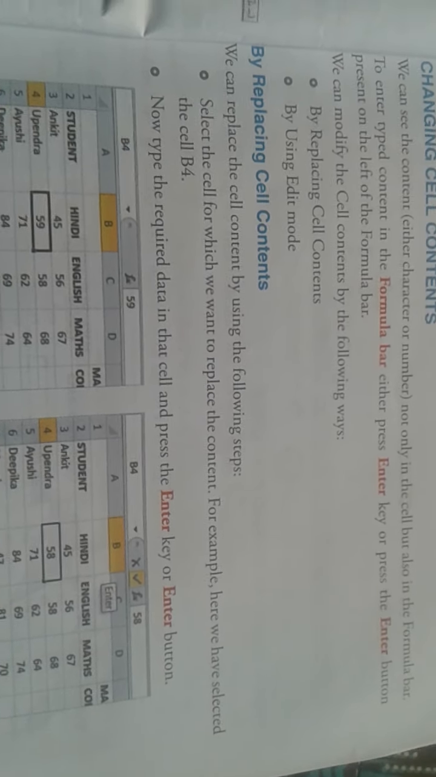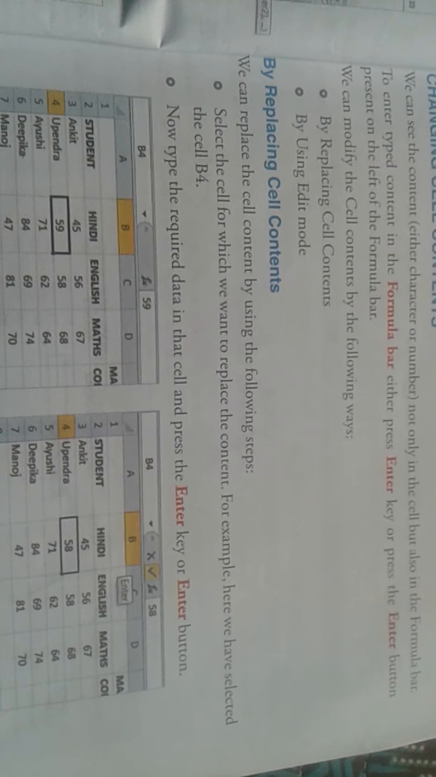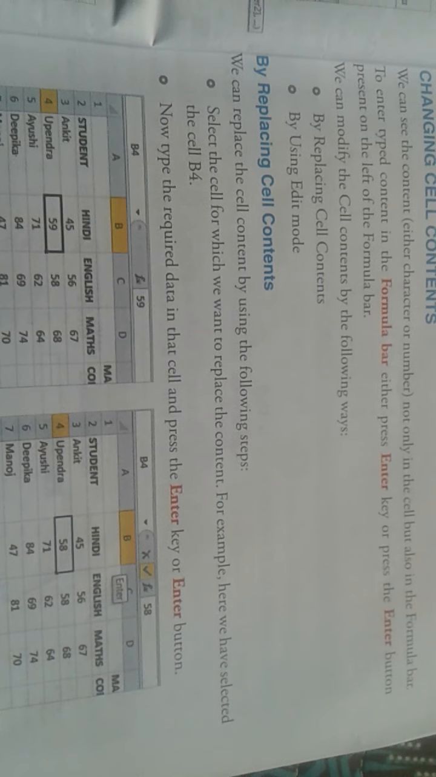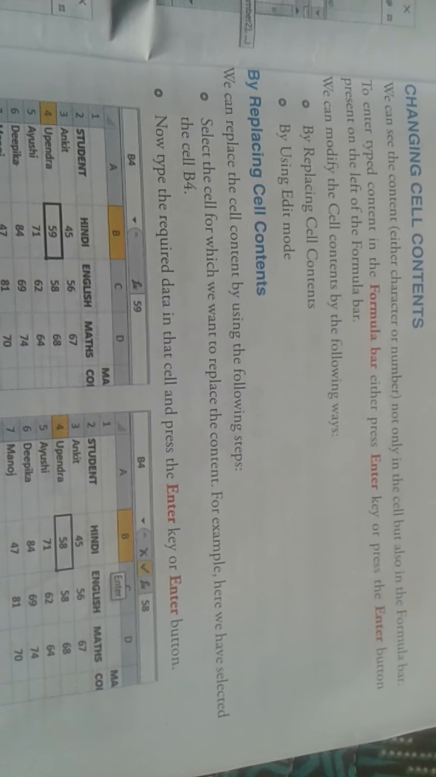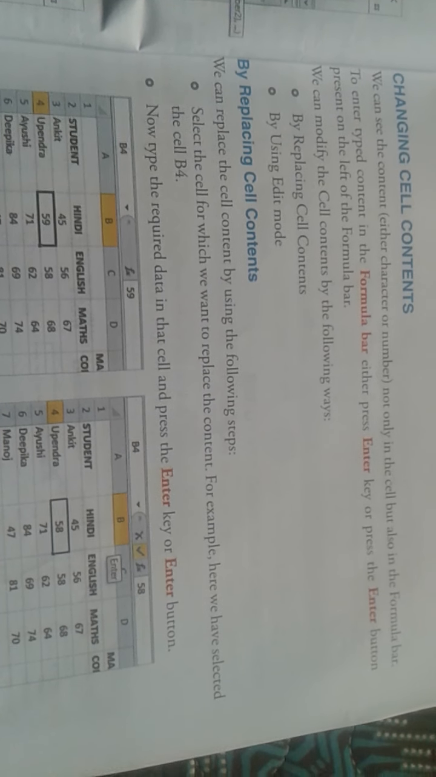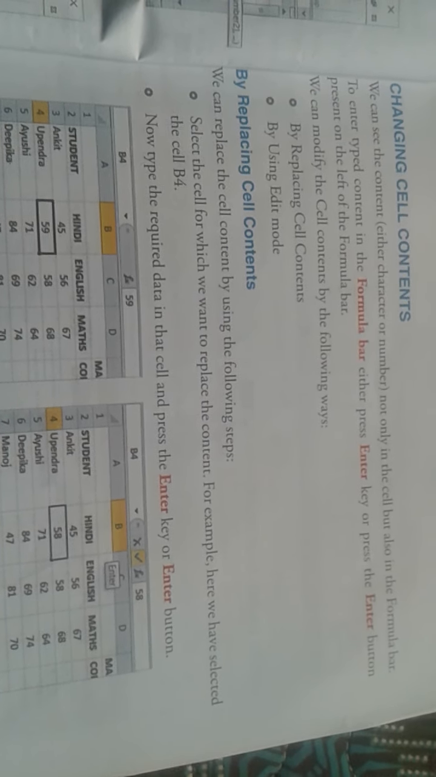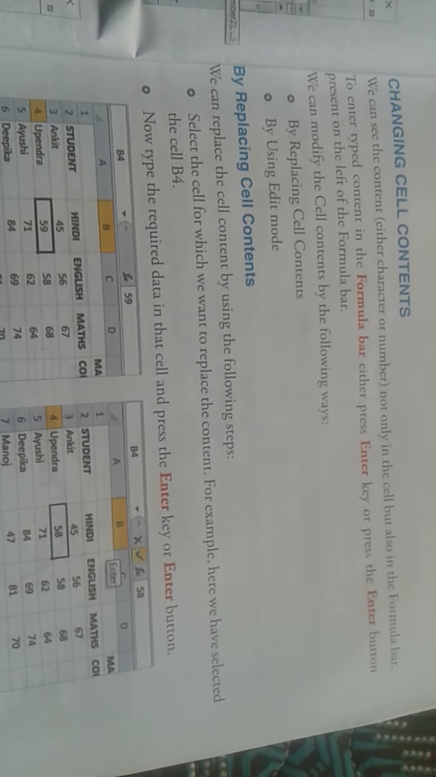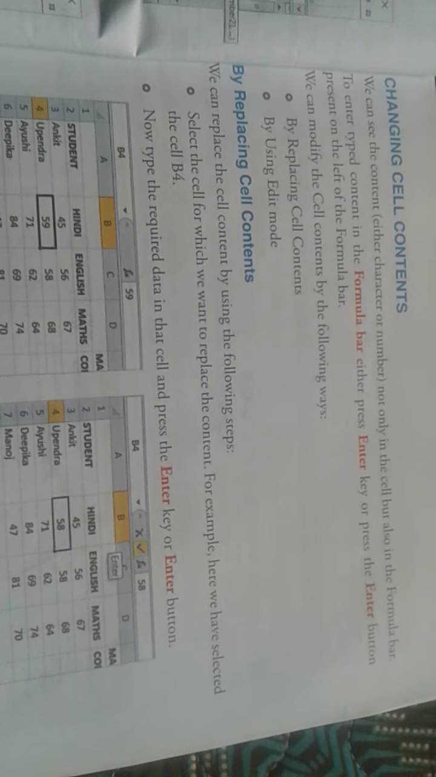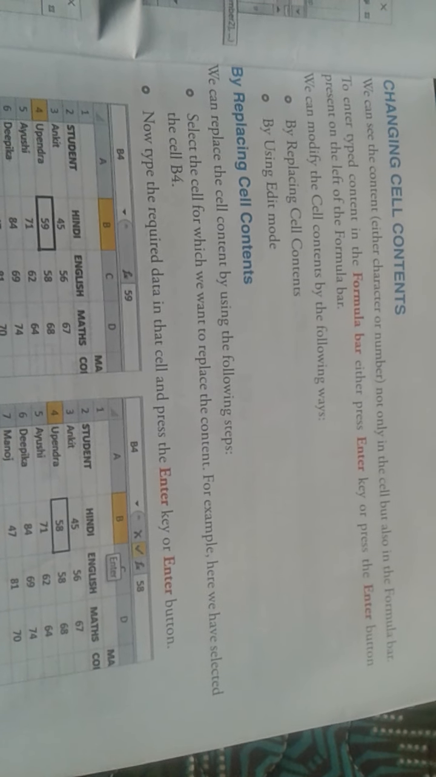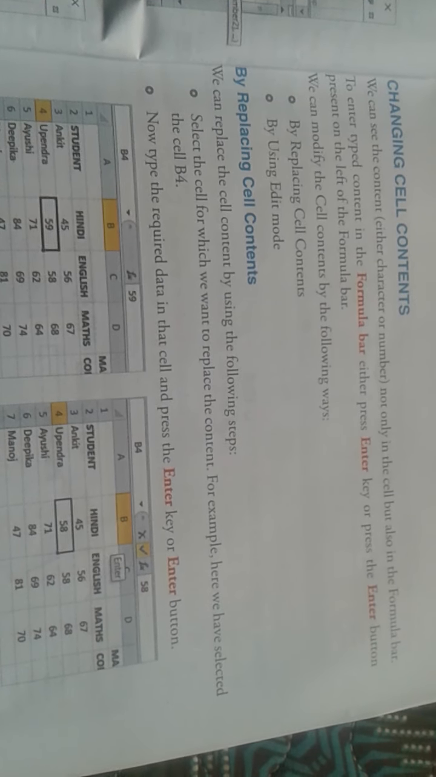Changing cell contents means how we are going to change the contents which are shown in the table. We can see the content either in characters or numbers, not only in the cell but also in the formula bar. To enter content, type it in the formula bar, then either press the enter key or press the enter button. Press on the left formula bar.